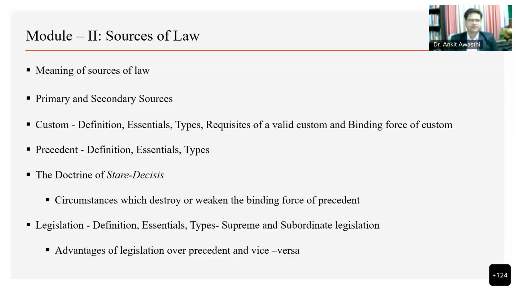That also we have to connect with the recent cases or the recent controversy going on in the courts of law. I think that would be the connecting point which we have to establish. Then legislation, definition, essentials, types, subordinate as well as supreme legislation. And at the last, we have to do some comparative analysis of custom, precedent, and legislation. As we know, the ancient one is custom and the recent one is legislation. But custom is gaining prominence in modern society, and legislation itself is giving way to custom, so these are the points we have to discuss and deliberate in the name of sources of law.